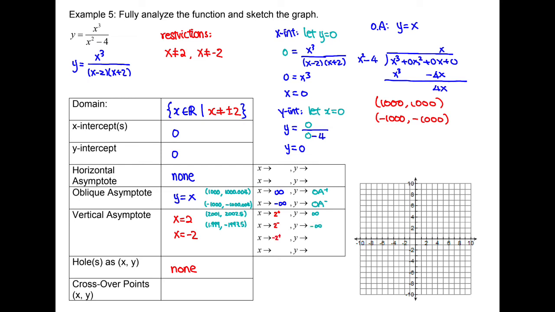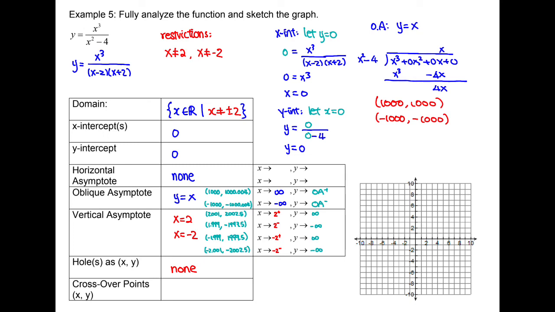When x is approaching negative 2 from the right, we use negative 1.999 for x. We see the y value is approaching positive infinity. And when x is approaching negative 2 from the left, we use negative 2.001 for x. We can see the y value is approaching negative infinity.